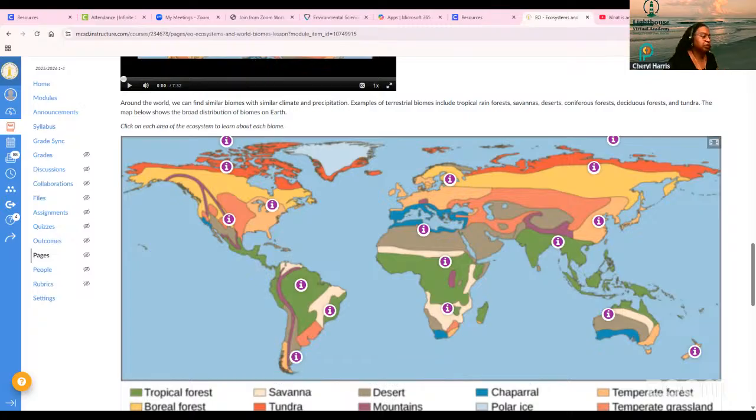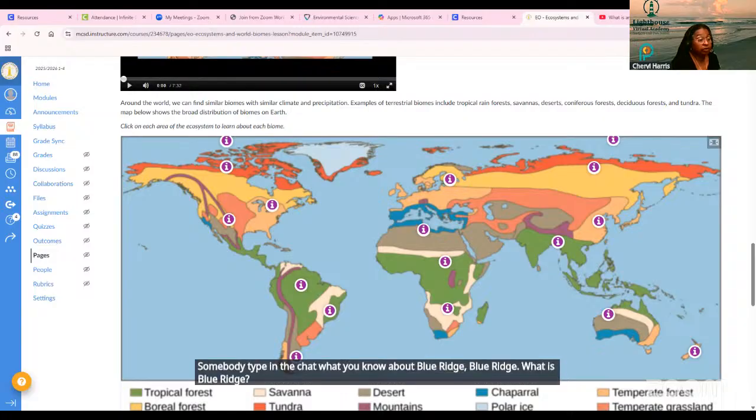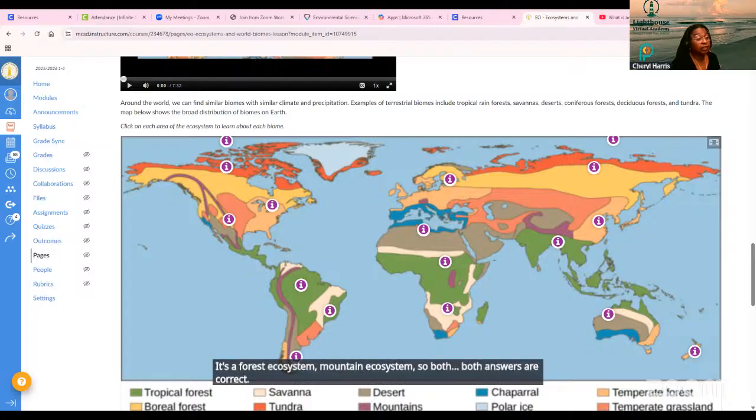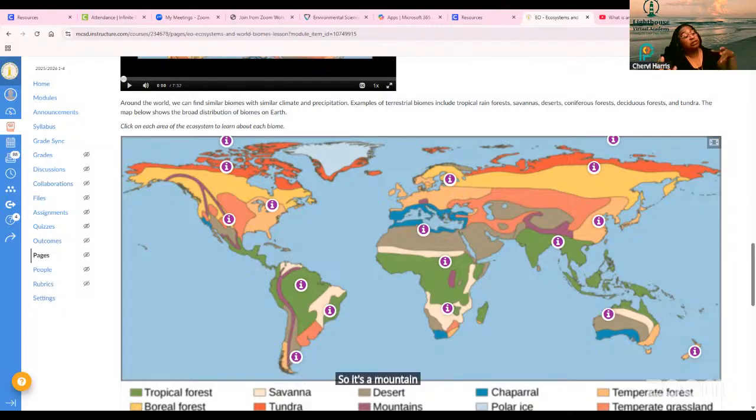Anybody been up to the Blue Ridge? It kind of tips at the top of Georgia. Somebody type in the chat what you know about Blue Ridge. What is Blue Ridge? It's a forest ecosystem, mountain ecosystem. So both answers are correct. So it's a mountainous forest ecosystem.